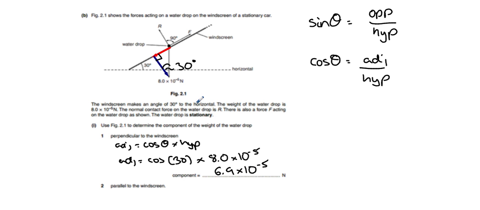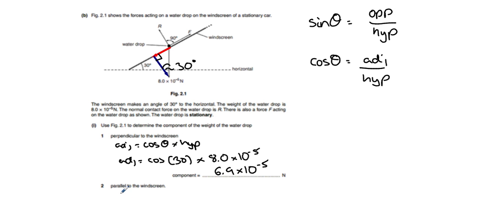Okay, so if we move on to the next part, it says now we have to calculate the parallel component to the windscreen. Well, the parallel component is going to be this red vector here. You can see that this red component here is opposite the 30 degrees. So we're going to use the sine, and obviously we're finding the opposite because that's what the red component is.